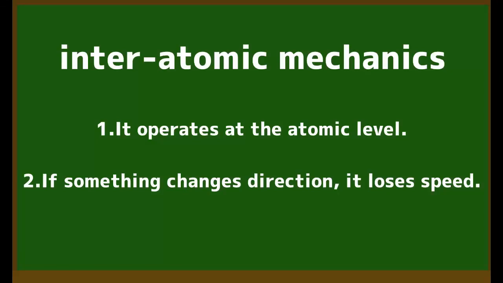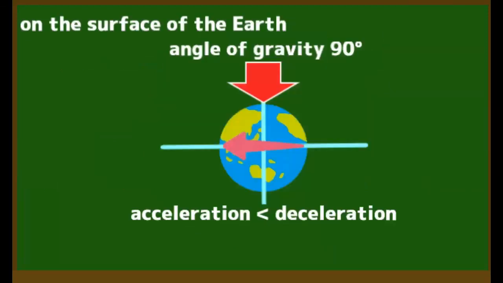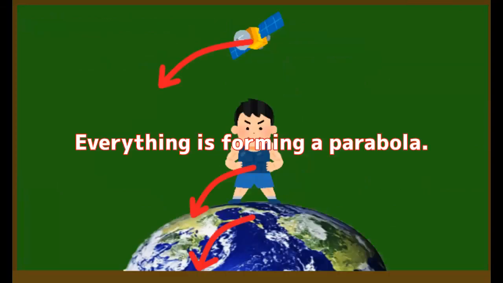According to the principles of interatomic mechanics, if something changes direction, it loses speed. In a rotational motion, all atoms change direction. So rotation will eventually stop. But the Earth continues to spin, and that is due to gravity. Just as Earth revolves around the Sun because of gravity, the Earth's surface moves through space under the influence of gravity. The same applies to people standing on the surface of the Earth.